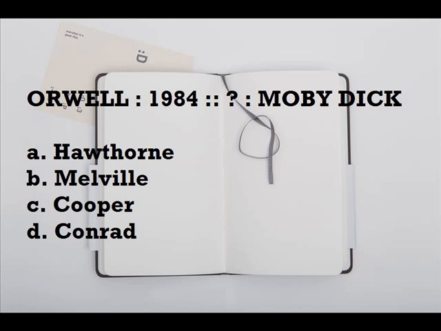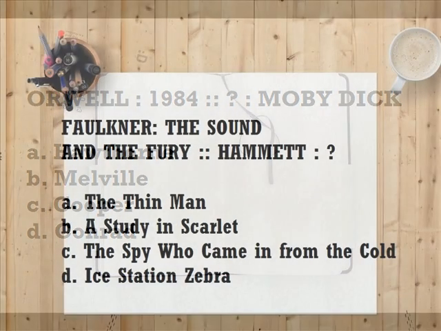Consider this analogy. Orwell is to 1984 as A. Hawthorne, B. Melville, C. Cooper, D. Conrad is to Moby Dick. The answer is, just as George Orwell wrote the novel 1984, so Herman Melville wrote Moby Dick.